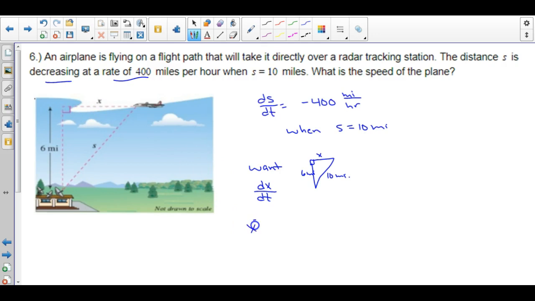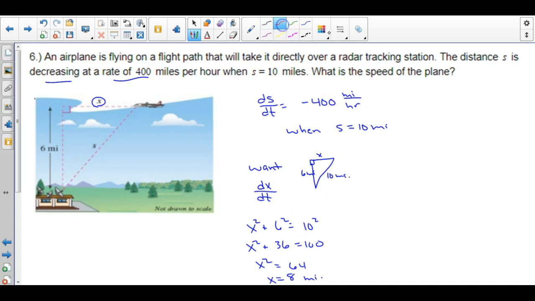So I'm going to just do x squared plus 6 squared equals S squared. Again, in place of S, I can just put my 10 there. So x squared plus 36 is equal to 100. X squared is going to be equal to 100 minus the 36, which is 64. And then when I take the square root, I'm going to get x equals 8, and that is miles. So that horizontal distance then is going to be 8 miles. So that's going to be our x value. And again, that'll be one of the values that we just substitute in later.